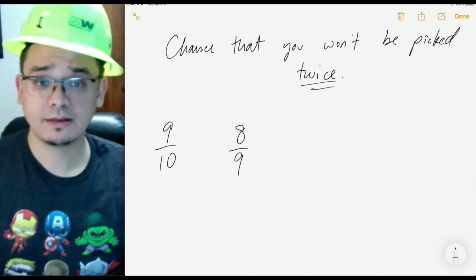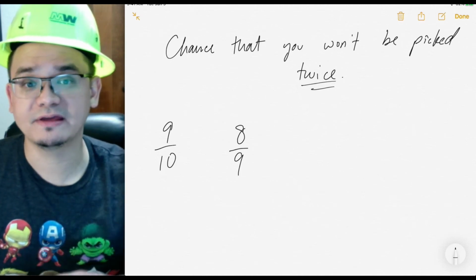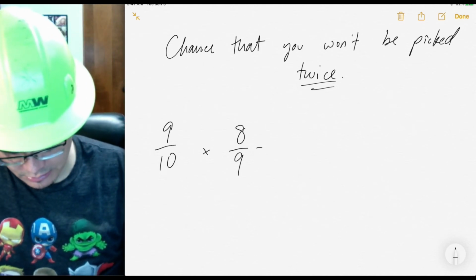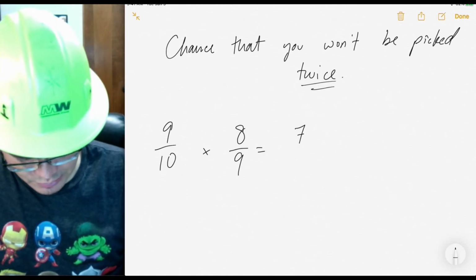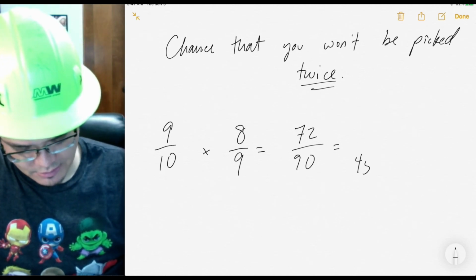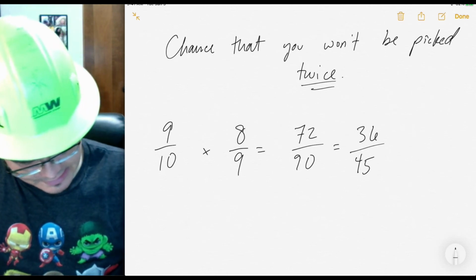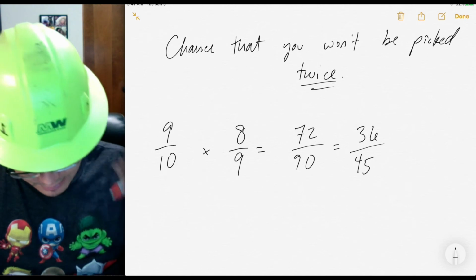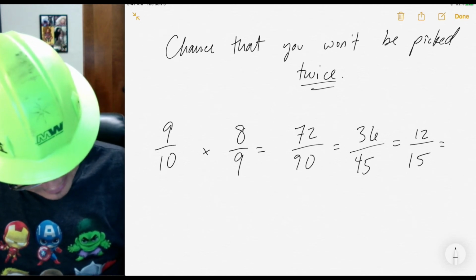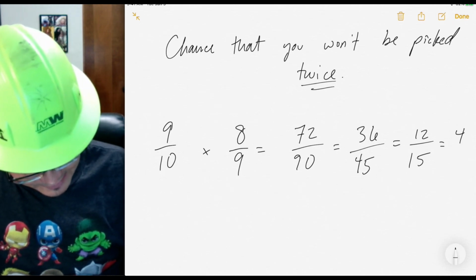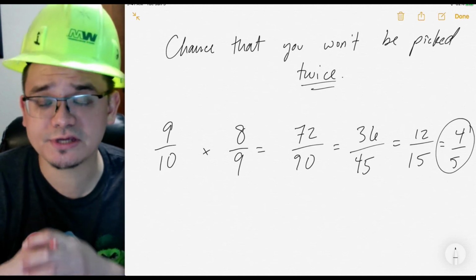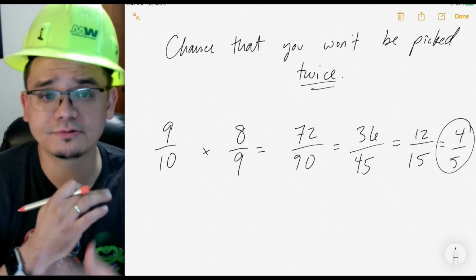You see? Now, in order to figure out what the probability is that you will not be picked twice, we have to multiply the 9 over 10 times the 8 over 9. So 9 times 8 is 72 over 90. Okay, and of course, you can reduce that as all good math students should. We get 36 over 45. You can reduce that further by 3, which will give you 12 over 15. And again, by another 3, which will give you 4 over 5. So there's a 4/5 chance that you will not be chosen twice under the way this works.